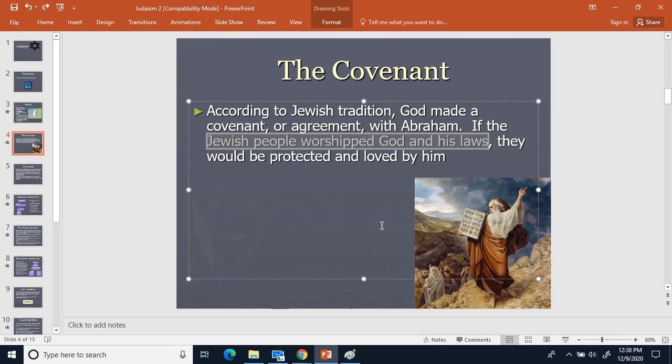So just know that the covenant is an agreement between God and Abraham. In that agreement, Abraham agrees that the Hebrew people will worship God and only God, and they will agree to follow his laws. And in return, God would then protect them and love them. Okay, so that is the agreement between God and Abraham, the covenant.